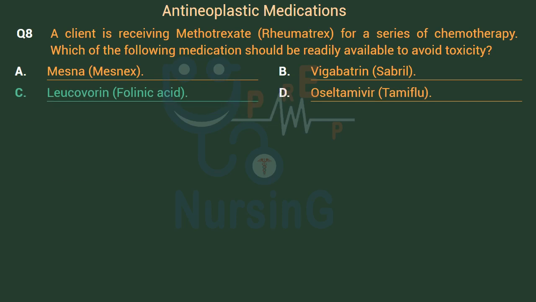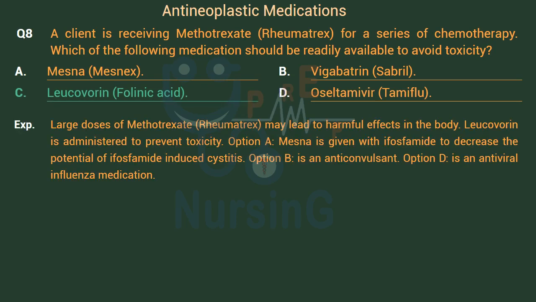Leucovorin, folinic acid. Large doses of methotrexate may lead to harmful effects in the body. Leucovorin is administered to prevent toxicity. Option A. Mesna is given with ifosfamide to decrease the potential of ifosfamide-induced cystitis. Option B is an anticonvulsant. Option D is an antiviral influenza medication.